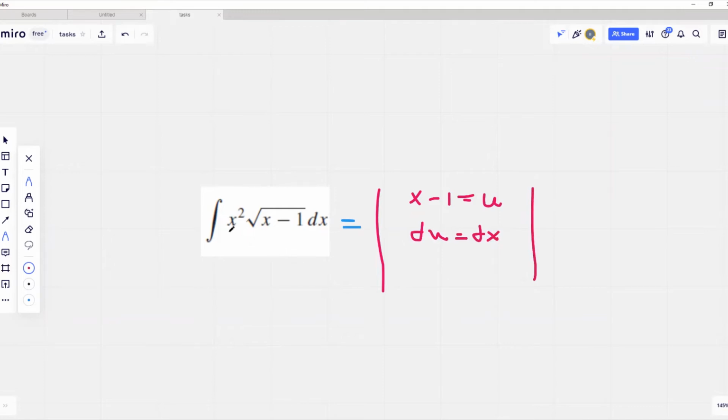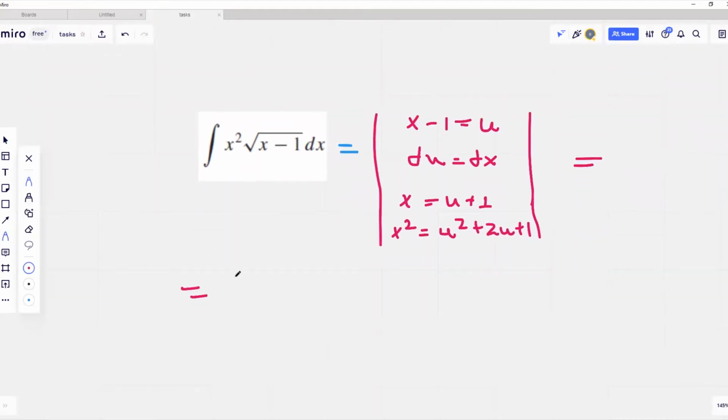But we have a problem right now. We need to also replace x squared here. We can still do that by representing x as u plus 1, and x squared is equal to u squared plus 2u plus 1. All right, so our integral is then transformed into the following form. We'll have the integral of u squared plus 2u plus 1 multiplied by the square root of u, and dx will be replaced by du.